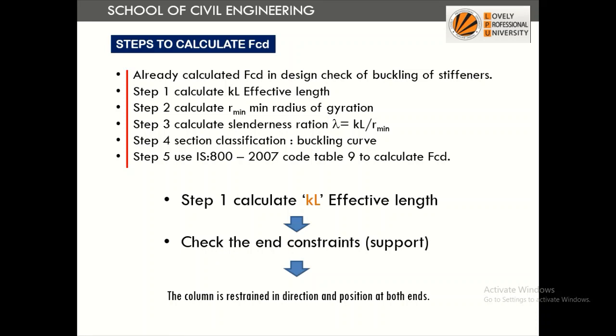Effective length depends upon the unsupported length and the end constraints. So the column is restrained in direction and position. It means fixed, because restrained in direction means rotation and restrained in position means translation. So the column is not allowed to rotate, nor is it allowed to change its position. So it is a case of the fixed case.